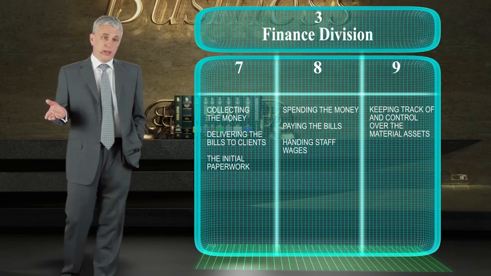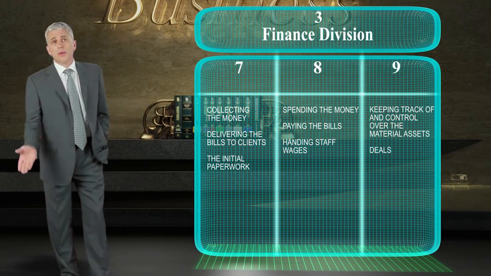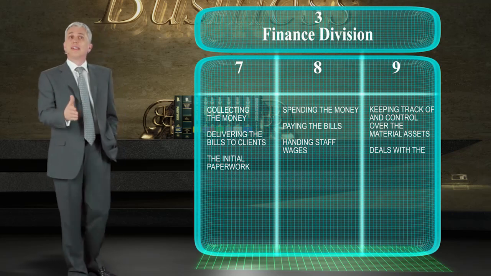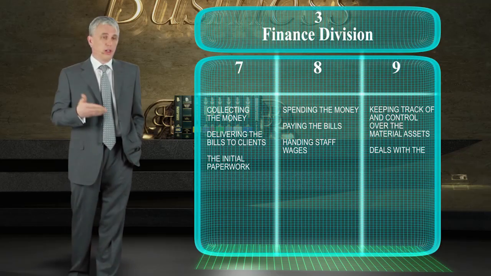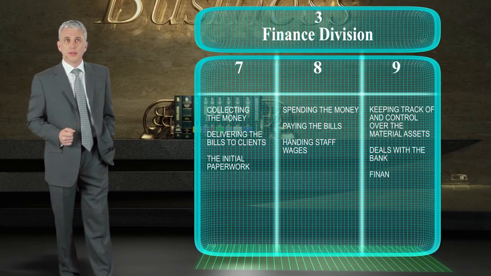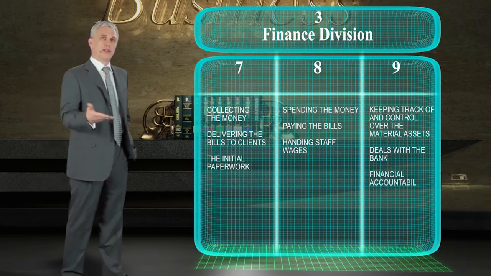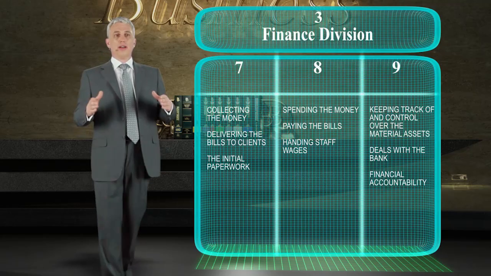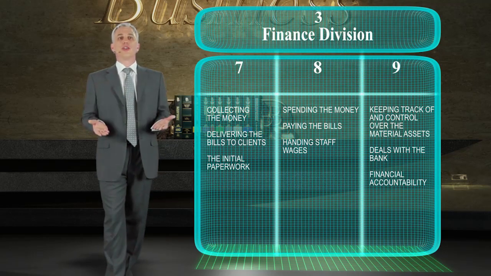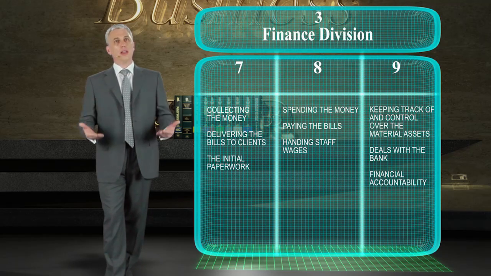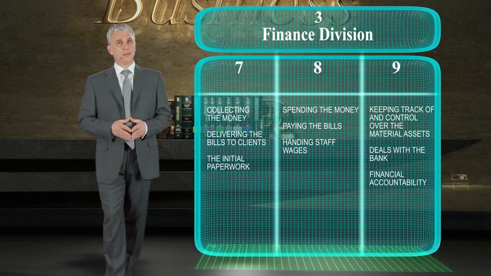Department 9 also deals with the bank, makes the paperwork ready for the Internal Revenue Service, so it has to do with financial accountability or accounting responsibility. Thus, the main purpose of the whole Division 3 is accounting for, and safekeeping all the material assets the organization has.